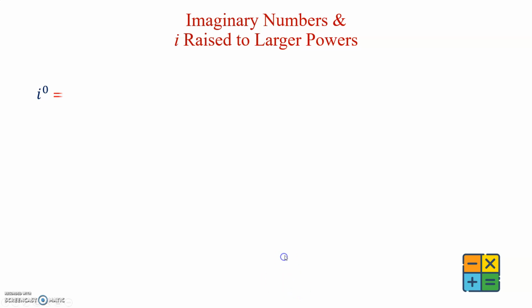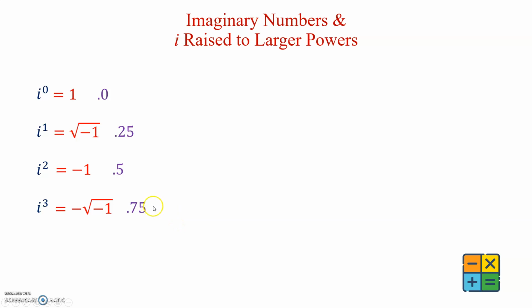We know I to the 0 is 1. I to the first is the square root of -1. I squared was -1. And I to the third was negative square root of -1. Our different decimals were 0.0, 0.25, 0.5, and 0.75. One mnemonic device could be this: you're talking about quarters, 25 cents. No quarters, 0. 1 quarter, 25 cents. 2 quarters, 50 cents. 3 quarters, 75 cents. This is a mnemonic device. So we'll do a few examples.